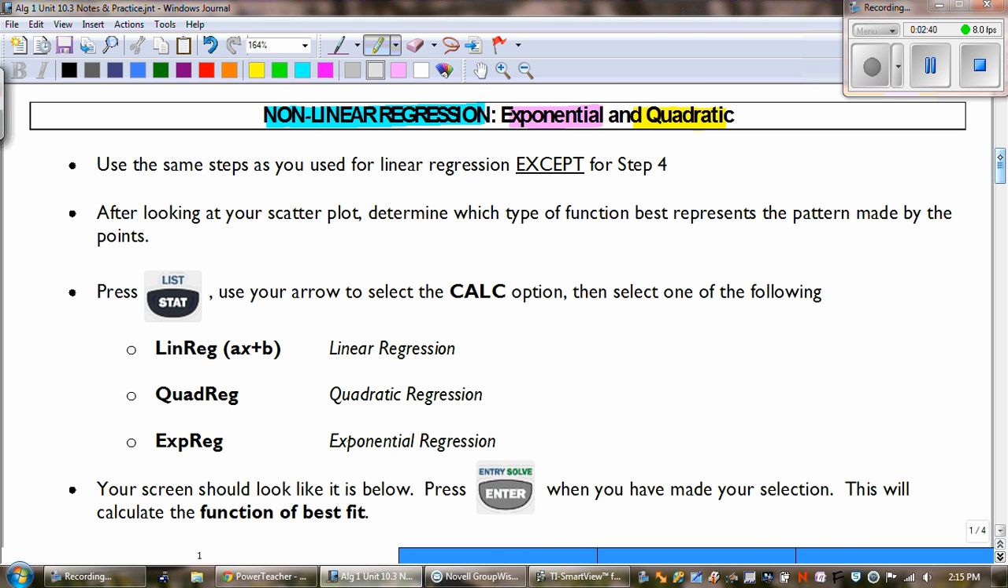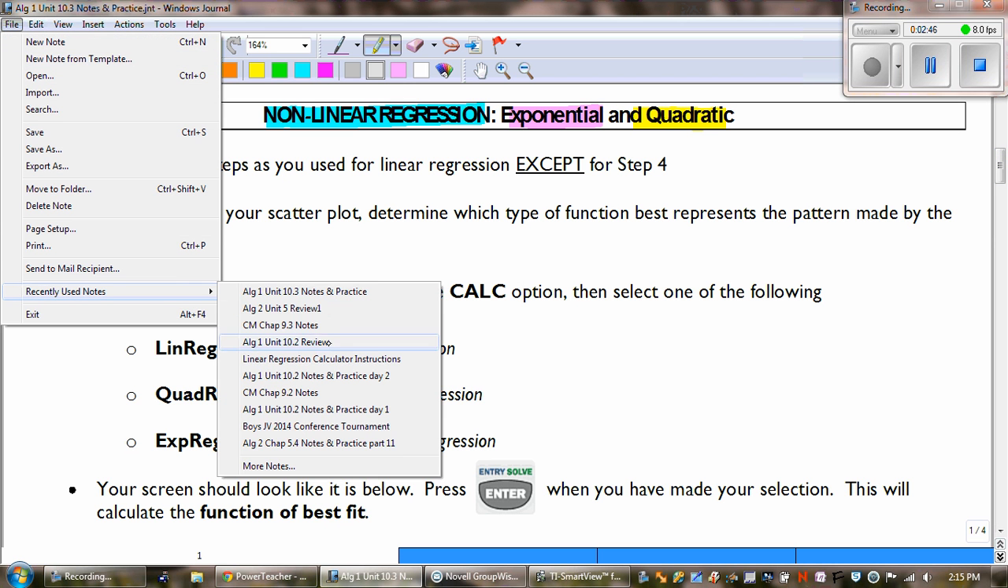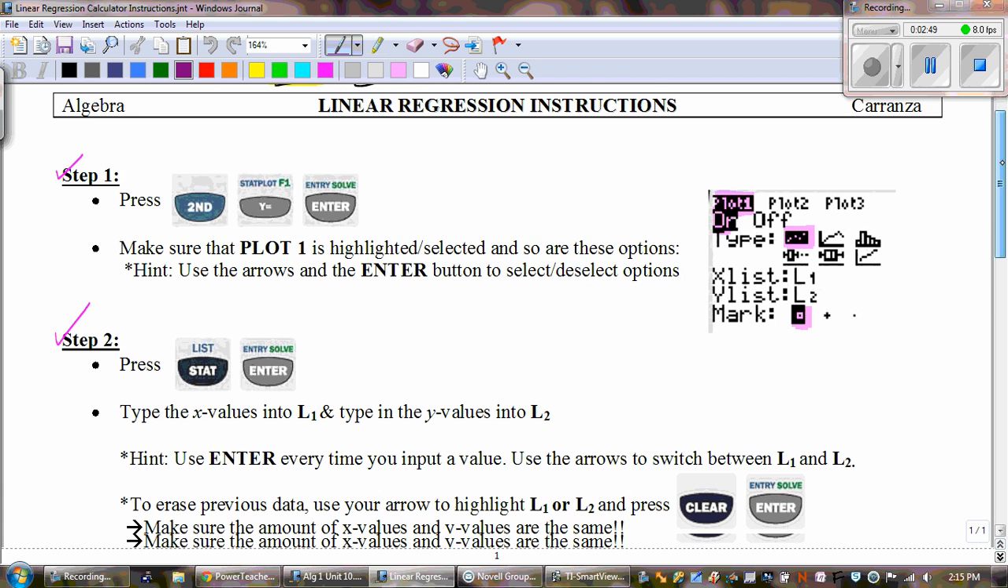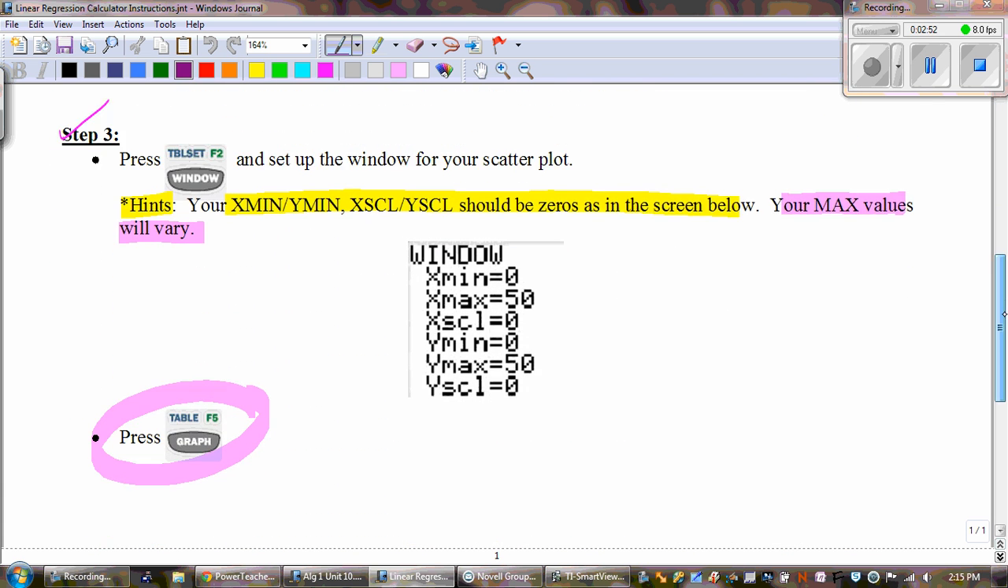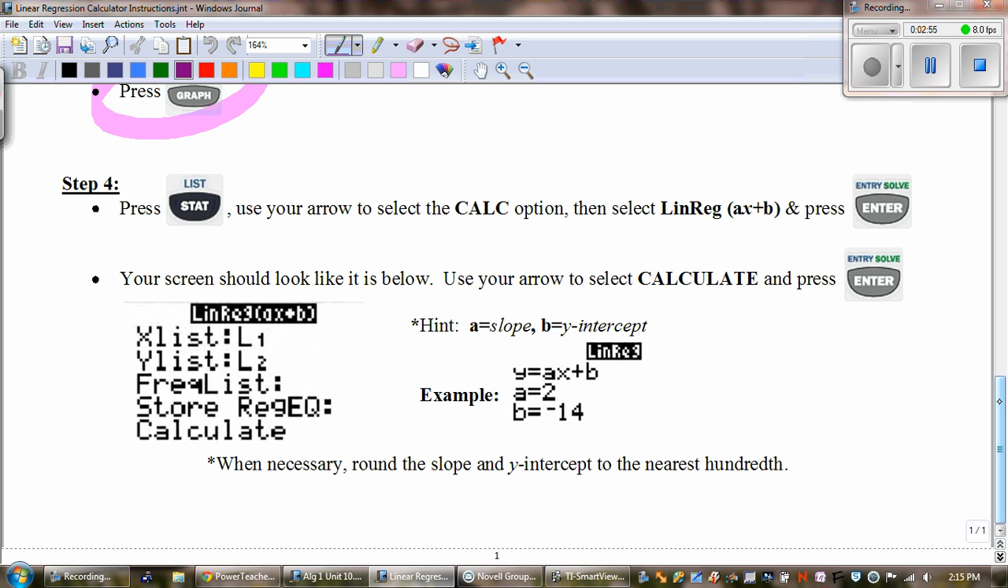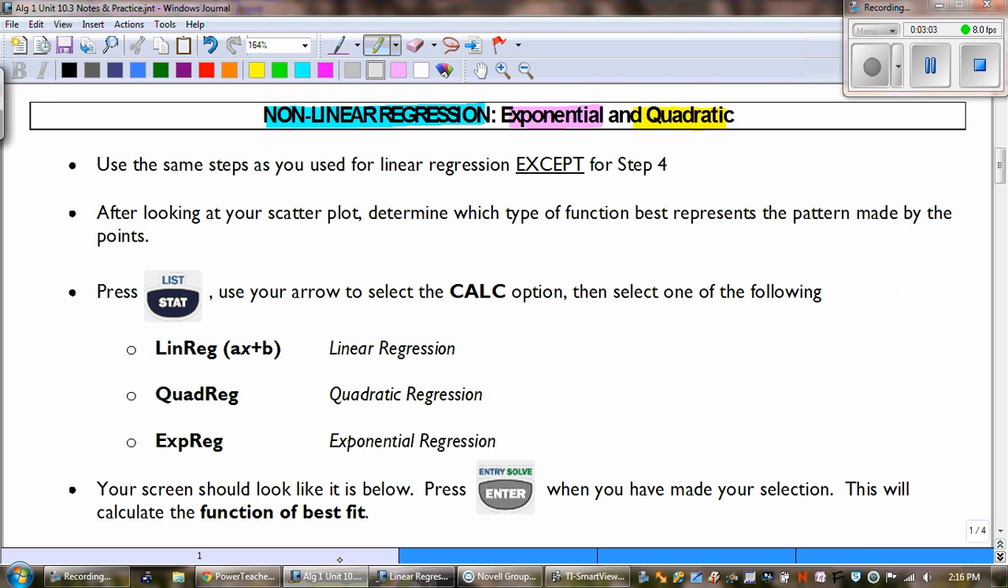We would do the same steps as our linear regression. I'm going back to our linear regression. We've done everything the same. The main thing now is step 4, where here we always talked about hitting the linear regression. We're no longer going to be doing that. Well, it depends on what type we're doing. For linear regression, that's the LinReg. For quadratic, that's the quadratic regression, QuadReg. And the last one, the ExpReg, is exponential regression.